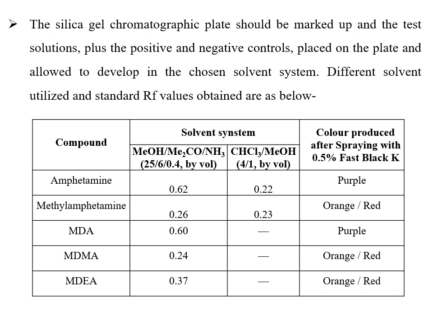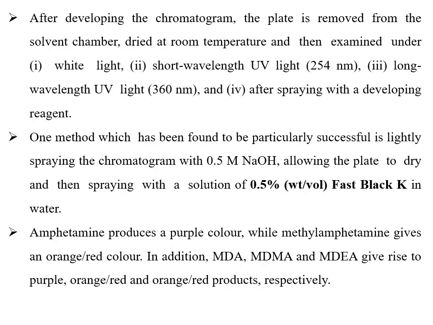Each amphetamine gives a different RF value based on the type of solvent which is used. And when the plate is sprayed with the reagent 0.5% fast black B, each amphetamine produces a different color. So the identification of the amphetamine and the confirmation of a particular member of the amphetamine class can be done based on its RF value and based on the color formation after spraying.